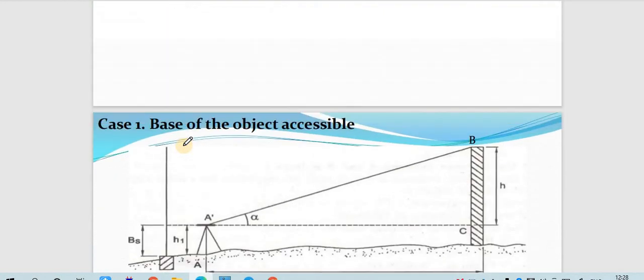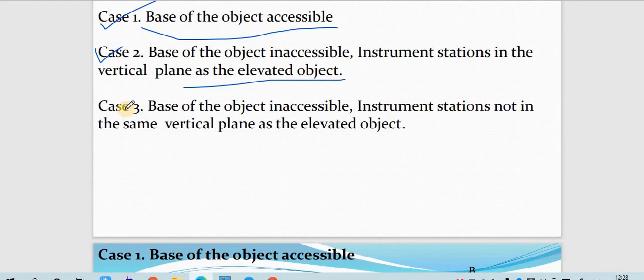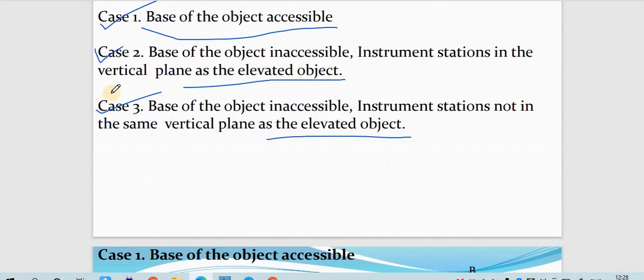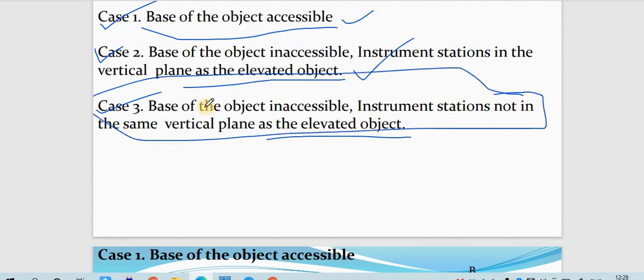The third one is when the base of the object is inaccessible and the instrument station is not in the vertical plane of the elevated object. So these are the three cases by which you can perform trigonometric leveling. Out of these, the first two are important. This third one is not generally given in your exam, so we are not considering it. We have to study only these two, because mostly these two are asked in your paper.